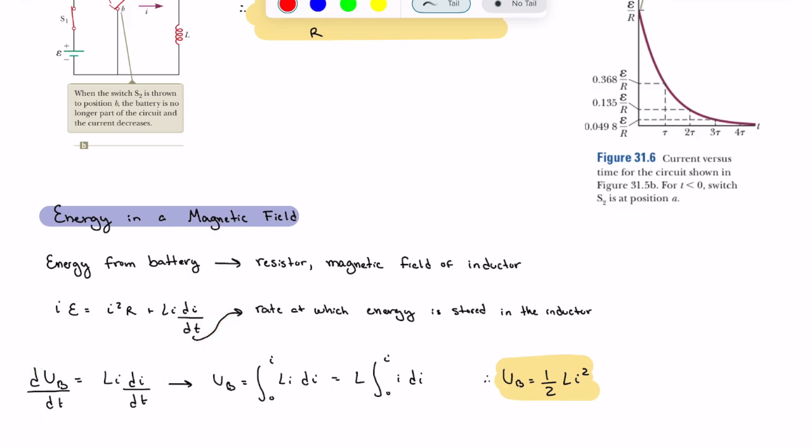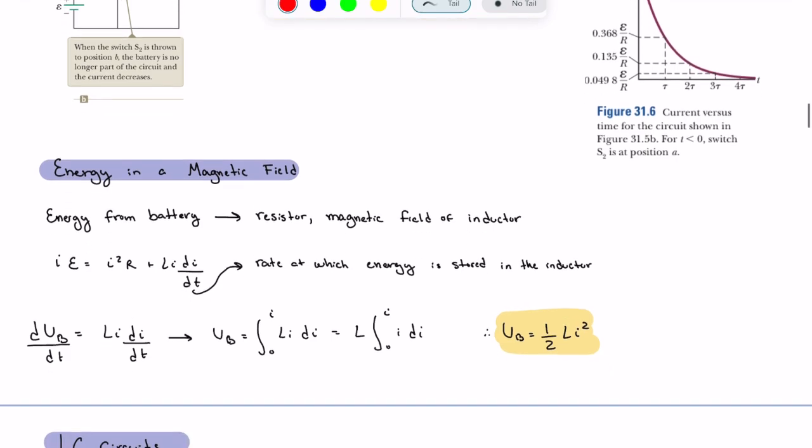We're going to solve for U_B by just taking the integral of both sides, and we're going from 0 to I. So it's like, what is the energy stored in the inductor? Well, it depends how much current did we start with, so 0. How much did we end with? I. Integral of L I dI. And then L is just a constant. Integral of I dI, that's just going to be I squared divided by 2. So that means U_B, the amount of energy stored in the inductor, is equal to 1/2 L I squared. And that is it for this video.